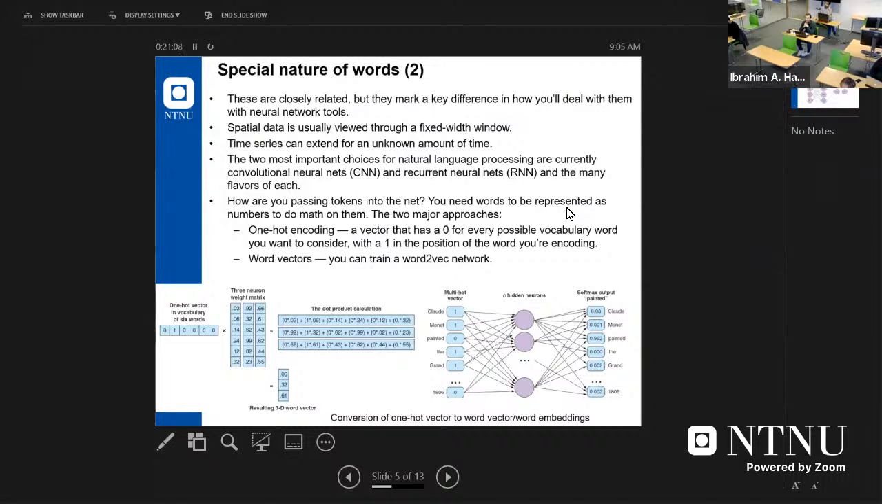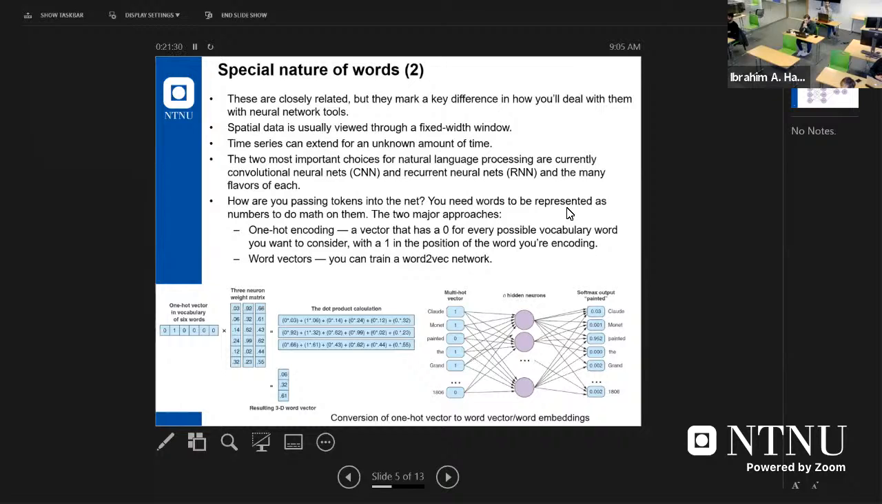So the two most important choices for natural language processing are the convolutional neural network and the recurrent neural network. Of course, there are lots of variations of those two types. How are you passing tokens into the neural network? You need words to be represented as numbers. Neural networks work with numbers. We cannot work with words; it will not be able to understand them.